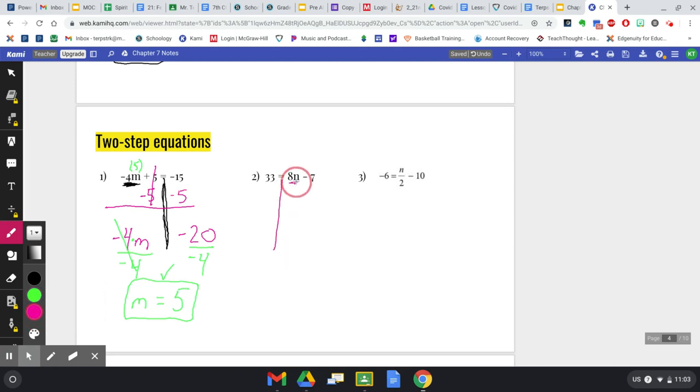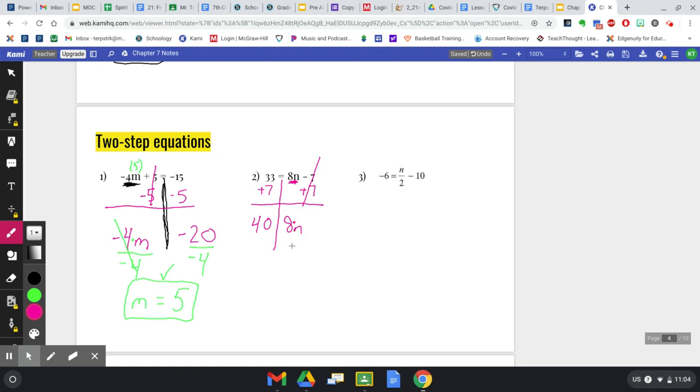So here is my variable. It's negative 8 times n, and I have this minus 7 over here, this constant, this number that doesn't change. So the first thing I want to do is get rid of that by the opposite, which is positive 7. So here that cancels. I would have 8n left over. 33 plus 7 is 40.